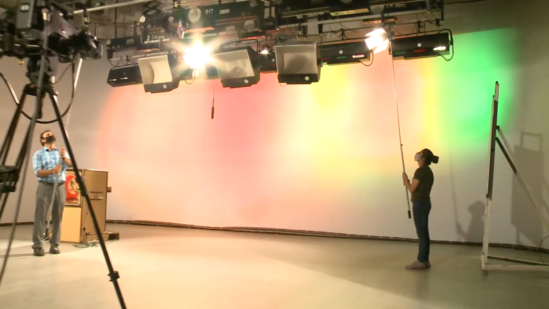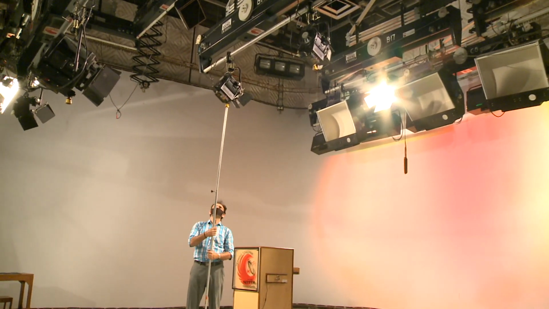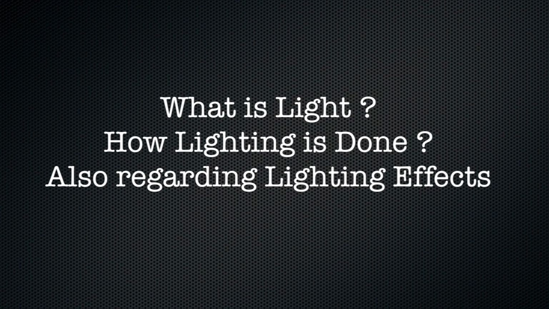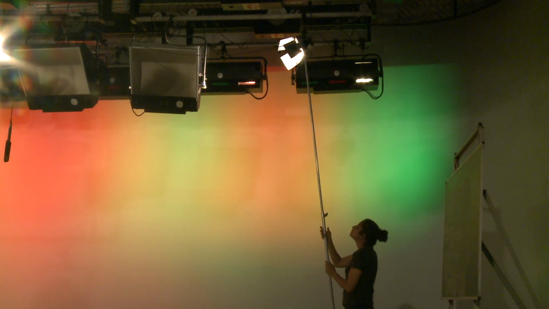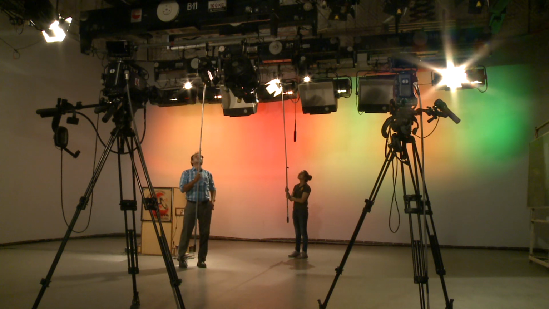In the previous two programs, we learned some of the basic components of light, like what light is, how lighting is done, and also regarding lighting effects. Well, in this program, we shall discuss some of the common lighting faults and their rectification, and also lighting control techniques.